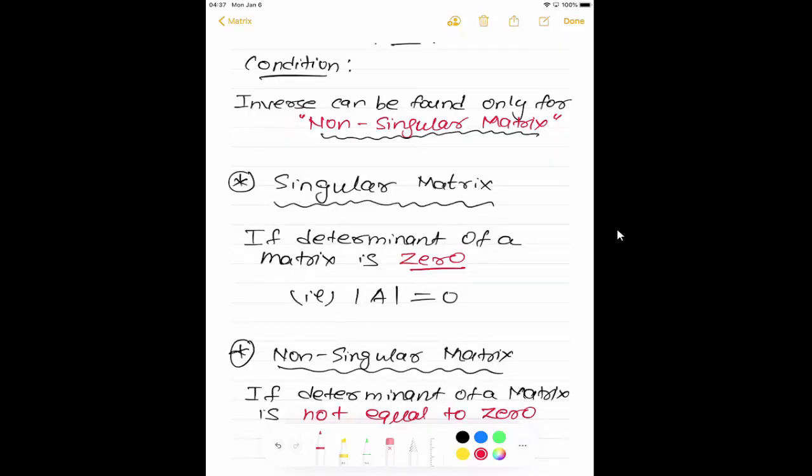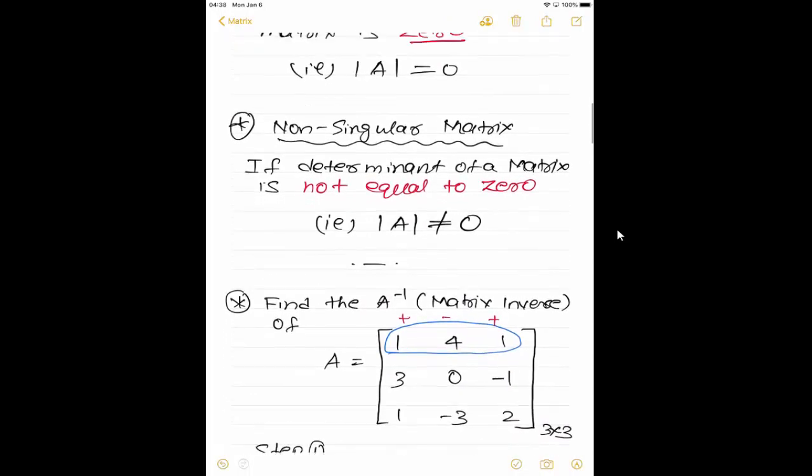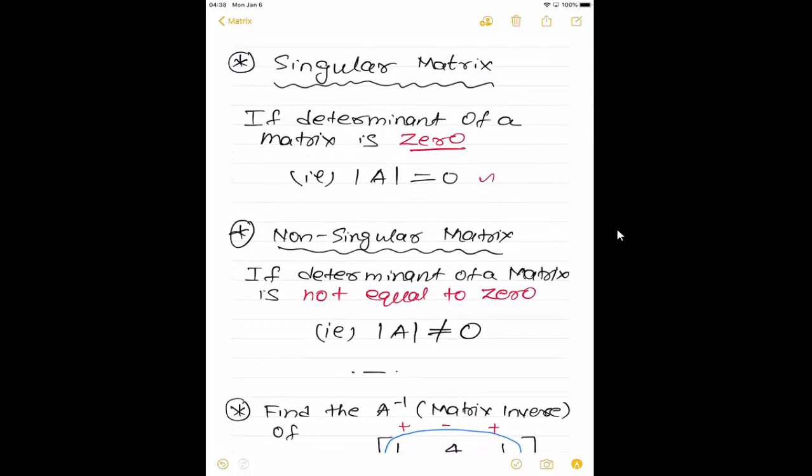So let's solve an example. A inverse can be found only for a non-singular matrix. That is the first thing we must know. When you find a determinant and that value is equal to 0, we say it is a singular matrix. And if that value of the determinant is not equal to 0, then we call it a non-singular matrix. The first condition to solve this problem, either it's inverse or a linear equation or any mathematical problem, mostly we first check whether the matrix is non-singular or not. If the determinant is not equal to 0, then only we proceed to the next step.